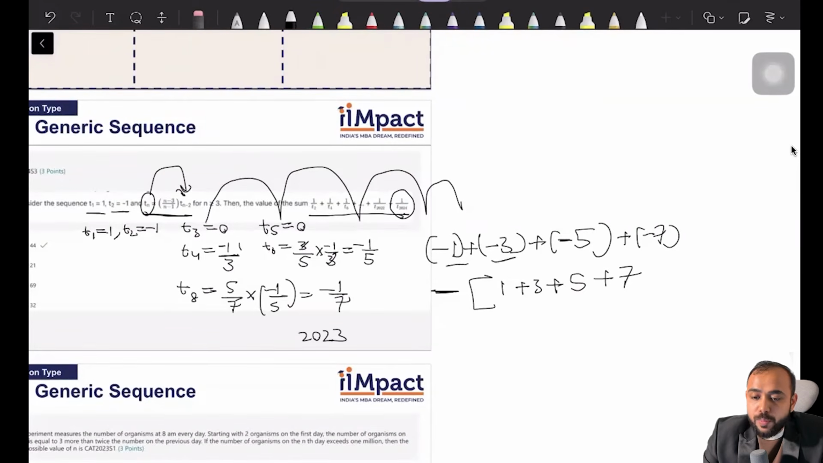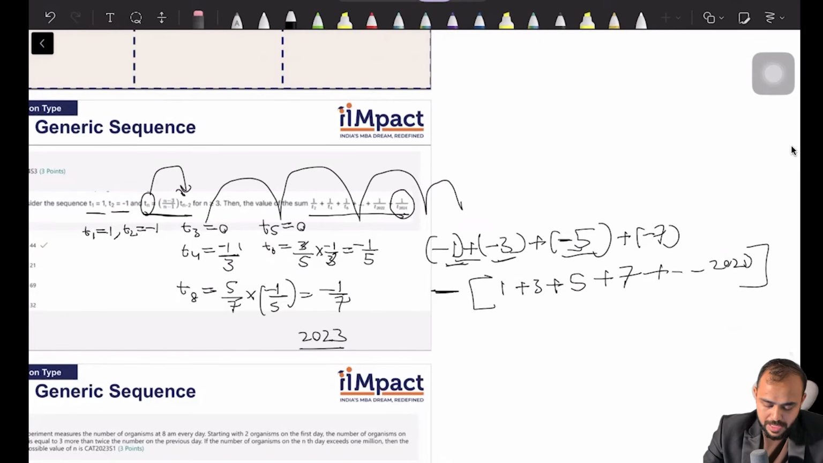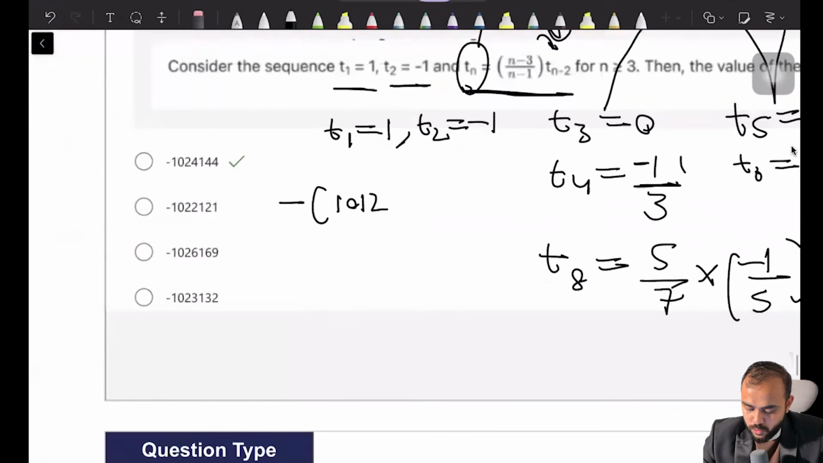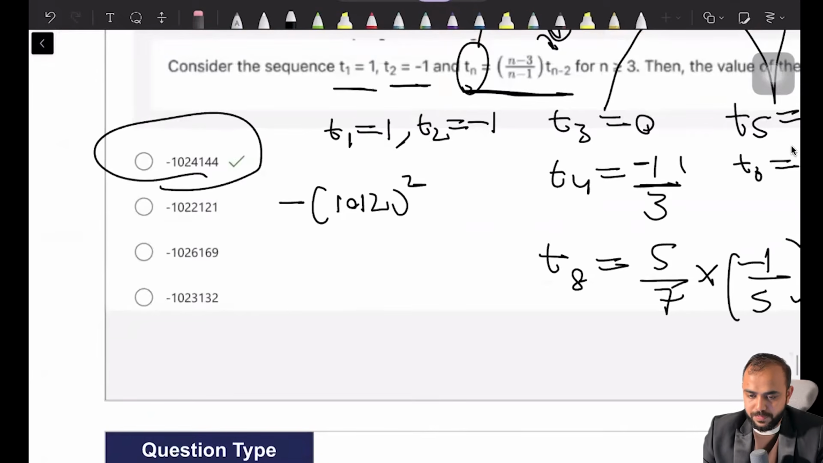1 plus 3, how many terms are here? 1 plus 3 by 2. 1 plus 3 plus 5. How many terms are here? 1 plus 5 by 2. So till this sum till 2023, how many terms will be here? 2023 plus 1 by 2. So this is actually sum of first 1012 odd numbers. So the answer will be minus into 1012 whole square, which is going to be this. Clear? Yes?